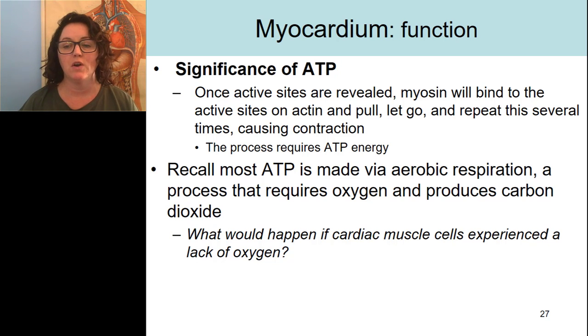What would happen if cardiac muscle cells experienced a lack of oxygen? If they didn't have enough oxygen, they wouldn't be able to do the aerobic respiration, which means they wouldn't be able to make ATP, which means they wouldn't be able to have the myosin grab onto actin and pull and then repeat, which means they wouldn't be able to contract. So ATP is absolutely essential for cardiac muscle cell contraction.